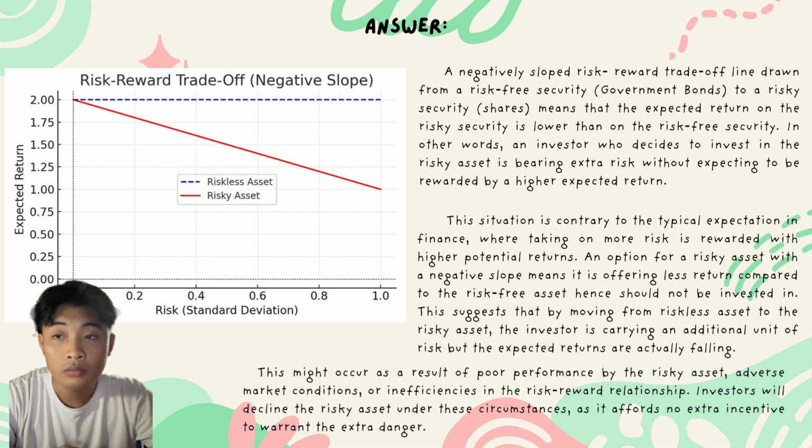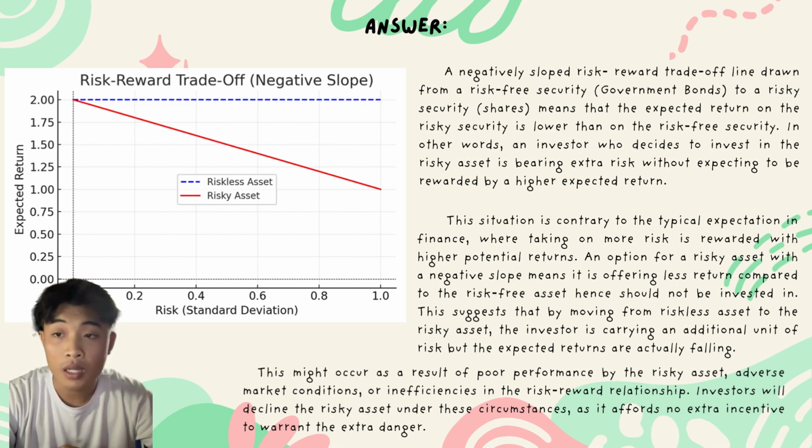This situation is contrary to the typical expectation in finance, where taking on more risk is rewarded with higher potential returns. An option for a risky asset with a negative slope means it is offering less return compared to the risk-free asset, hence it should not be invested in. This suggests that by moving from the riskless asset to the risky asset, the investor is carrying an additional unit of risk, but the expected returns are actually falling.